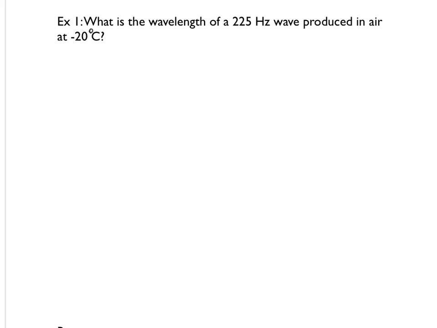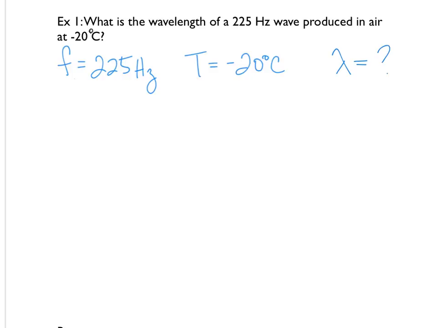Now for an example, what is the wavelength of a 225 Hz wave produced in air at negative 20 degrees Celsius? Let's write down our givens. So we know our frequency, we know our temperature, and we want to find out our lambda, which is our wavelength. Well, I'm tempted to use the equation we just talked about to find out our speed.